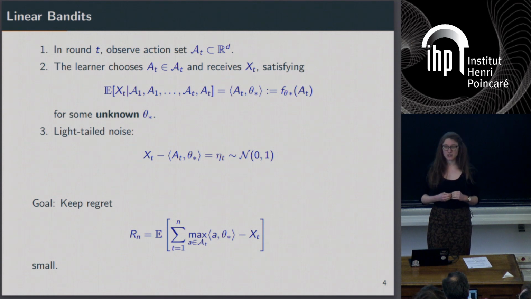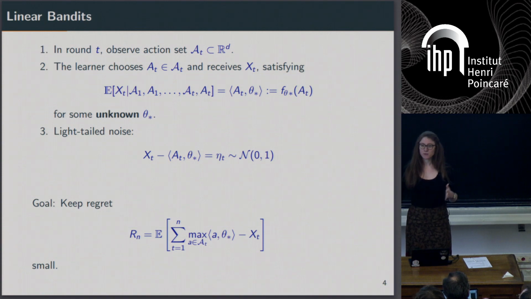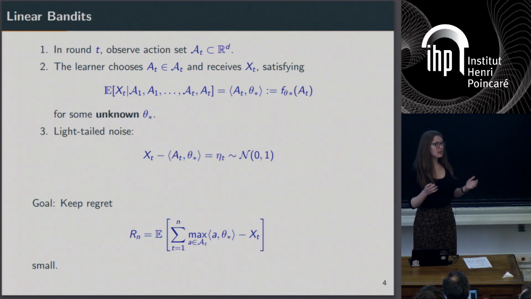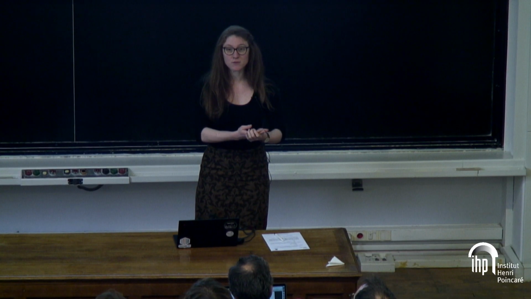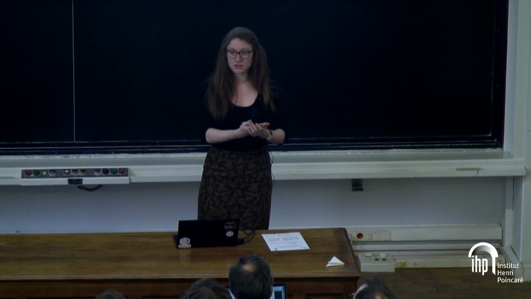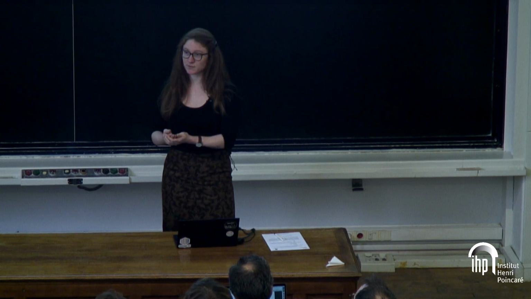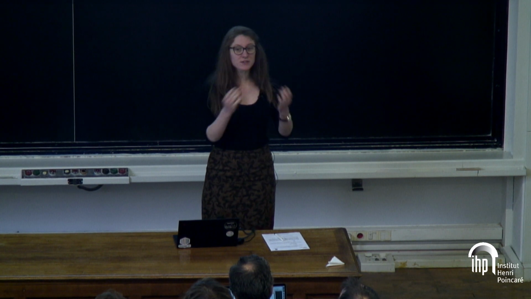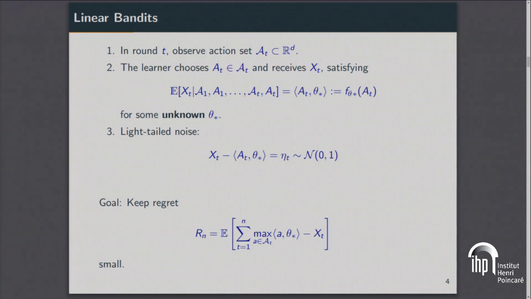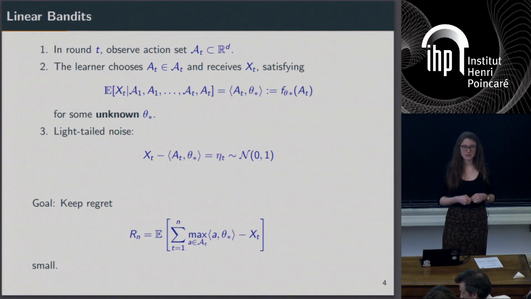And the goal of the agent is to keep the regret small. So what is the regret? It's a cumulative sum of losses. And the loss in that case is the gap between the reward that you would have got if you had made the optimal action and the reward that you got. So this quantity is theoretical. I cannot measure it at each round. But I want to design a policy that, in expectation, minimizes this regret.